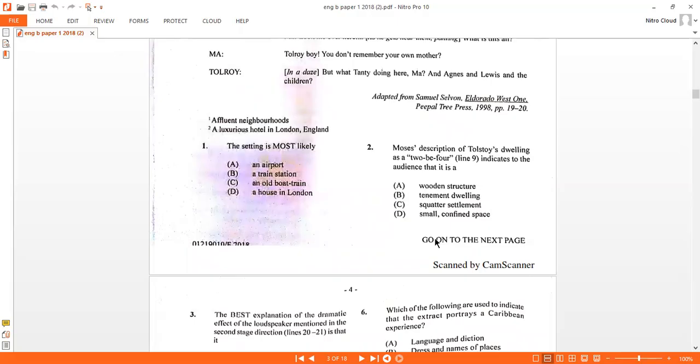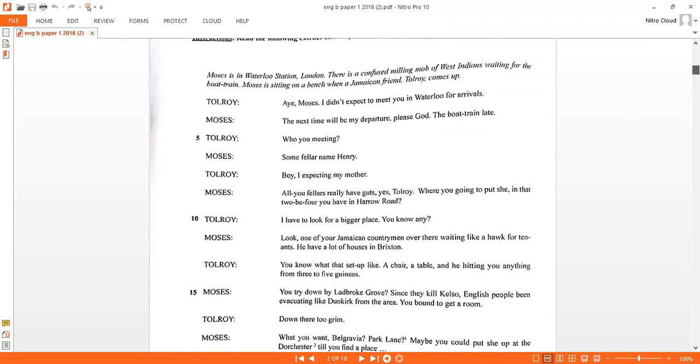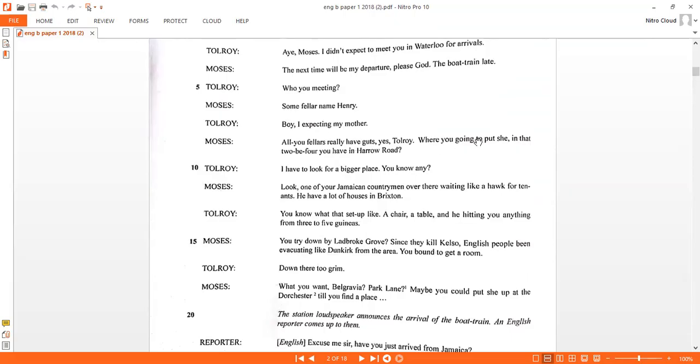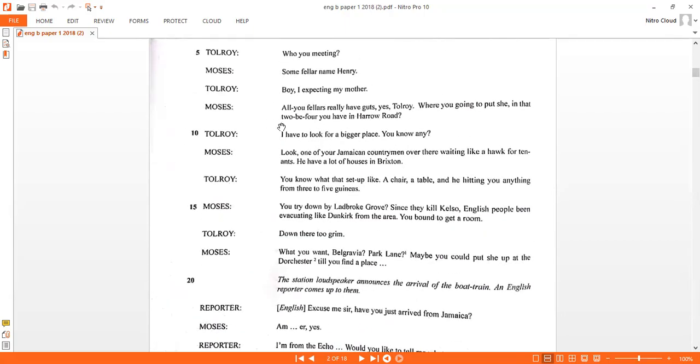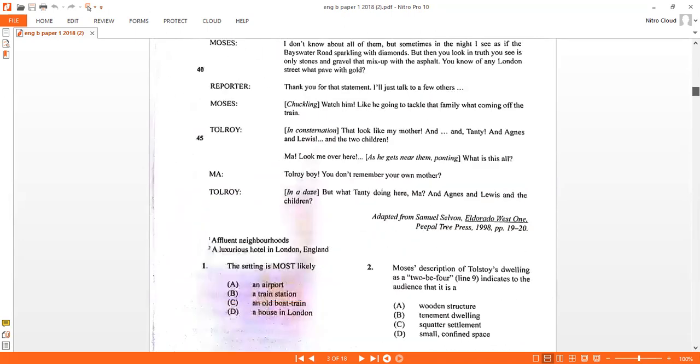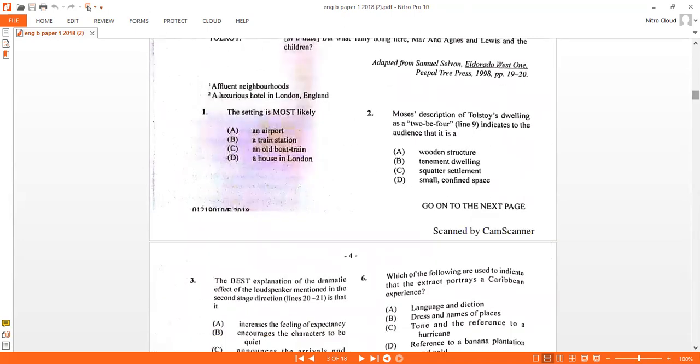Now, what it tells us is that the description of a 2x4 is obviously small. It is small because he questions him. He says, where you gonna put she? Meaning, where are you going to find space to put your mother? Clearly because where you live is already a 2x4, it is too small for both of you. And again, based on what we already know from the extract, he is looking somewhere to house his mother and himself because clearly where he lives is a 2x4. So the answer for number 2 is D.